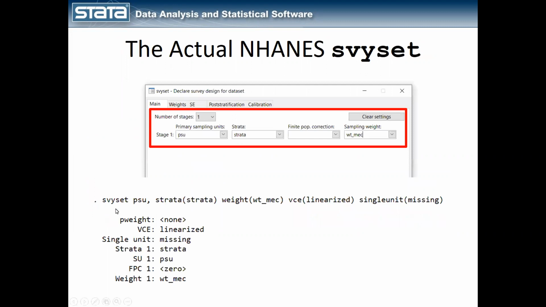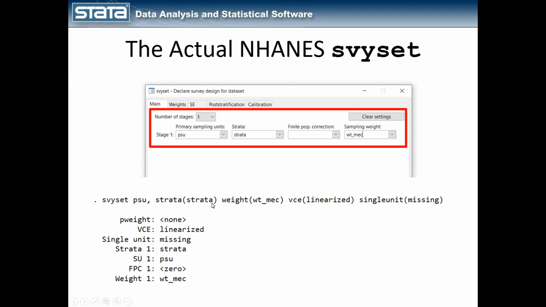The actual svyset command for the NHANES data looks like this. It's just svyset PSU. Strata is just the variable strata. Weight. Sometimes you use the weight MEC. That's the mobile examination center weight. Other times you use the lab weights. We're going to be using the linearized variance estimation, and single unit missing refers to if a particular strata only has one sampling unit, we're going to treat it as one.